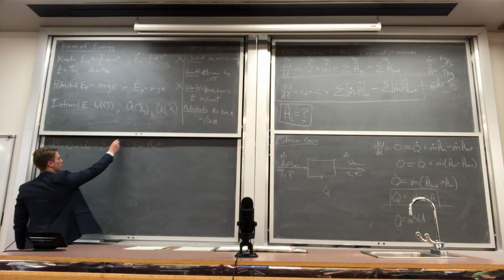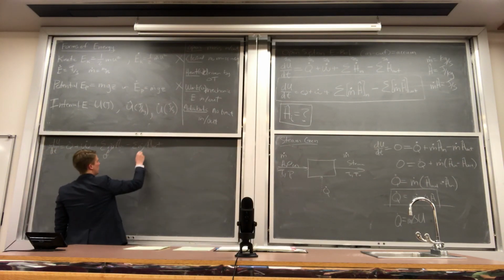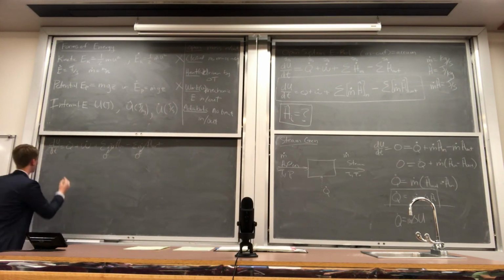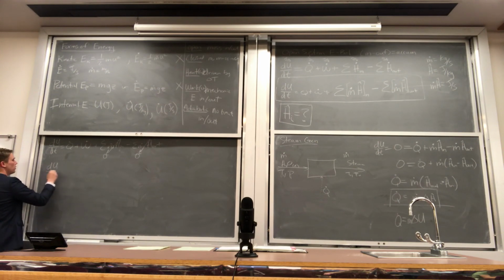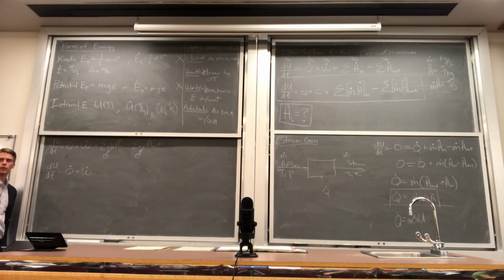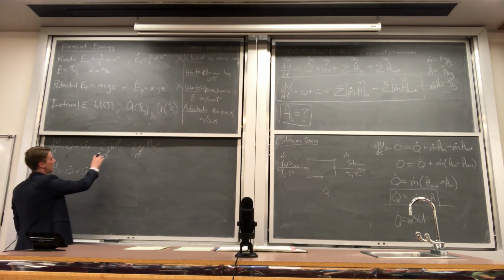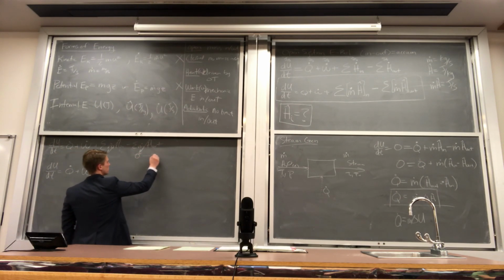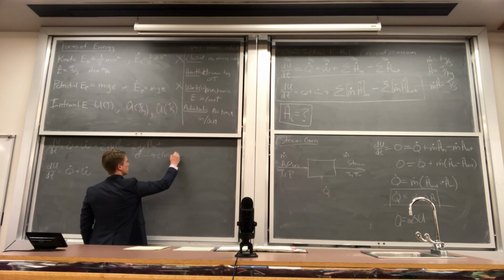So m dot is 0. So this one goes away and this one goes away. So what we're left with for our closed system is dU/dt is equal to the rate of heat in plus the rate of work into the system. Why is m dot 0? Oh, m dot is 0 because this is a closed system for this balance.